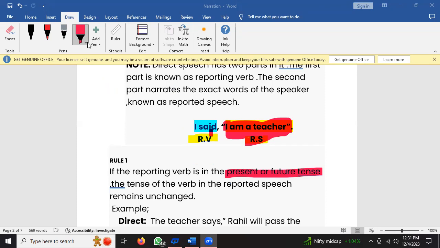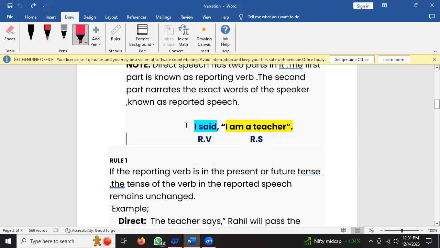Look at the sentence. Here is a sentence which I have written. I said, comma, inverted commas begin, I am a teacher. This is a sentence. And what type of sentence is this? Direct speech, right? How did I come to know that this is direct speech? By inverted commas, by this comma, and by this capital I. Okay, this is direct speech.